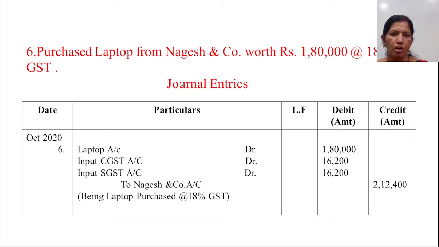Purchased laptop from Nagesh and company worth rupees 1,80,000 at 18% GST. GST stands for goods and service tax. Here 18% means 9% for central government and the other half, 9%, is for the state government. And the GST on purchase transactions is called input GST. Input GST, purchase GST, input GST.